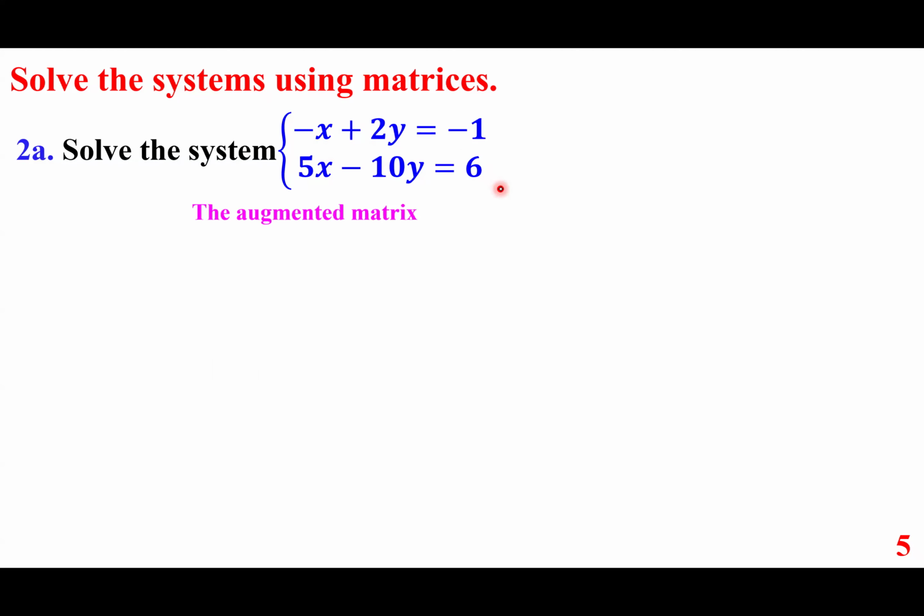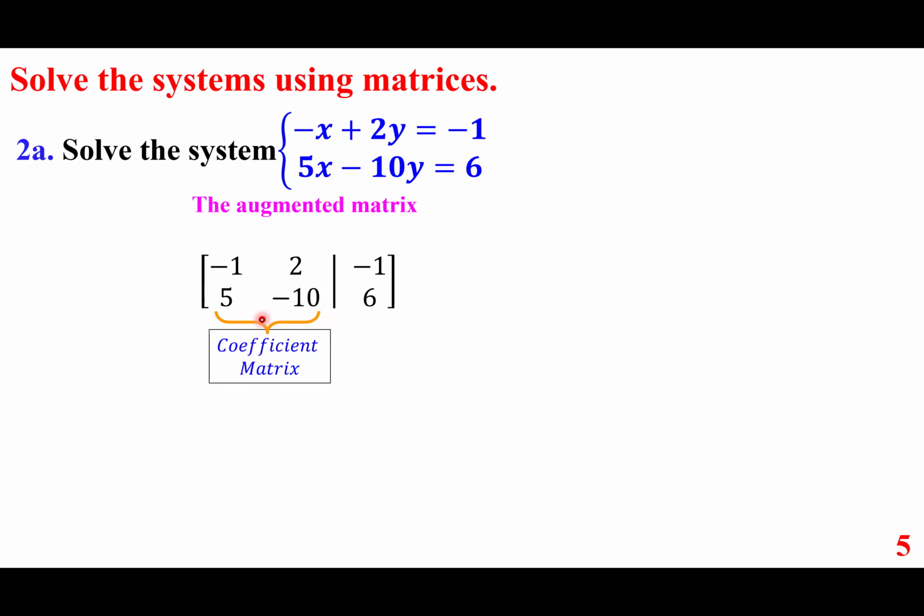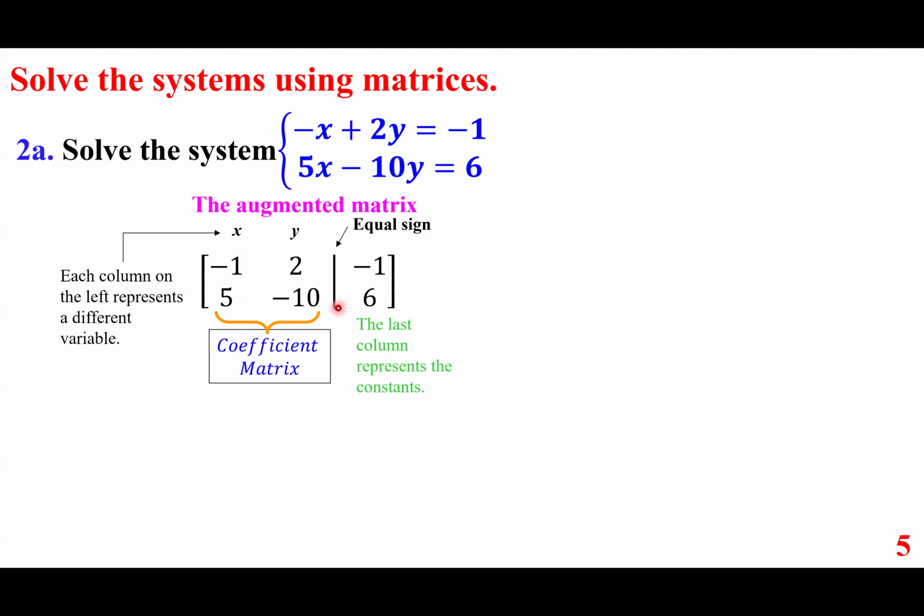So here's how we deal with that. The augmented matrix is the coefficient matrix and the solution matrix. So it might be easier to look at it column-wise. Minus 1 and 5, 2 and negative 10. This represents the equal sign. So I'm going to write this is the coefficient matrix. This is the last column representing the constant, the solution. Each column on the left represents a different variable. So x variables, y variables, those are the coefficients. This represents an equal sign.